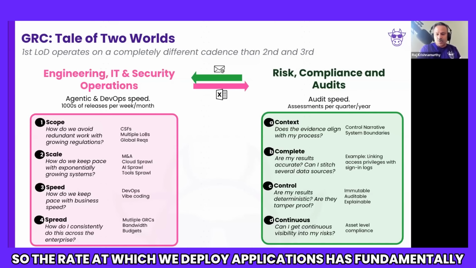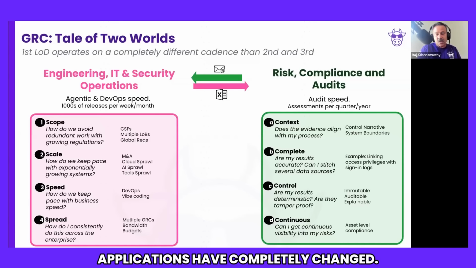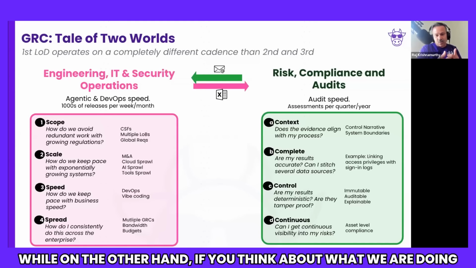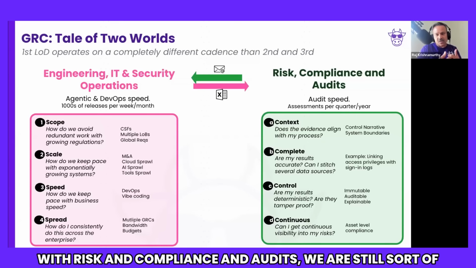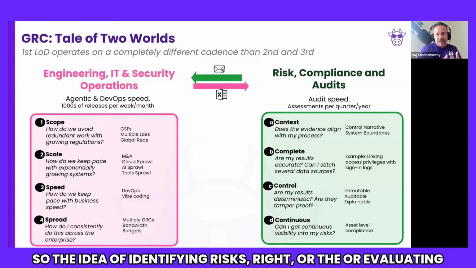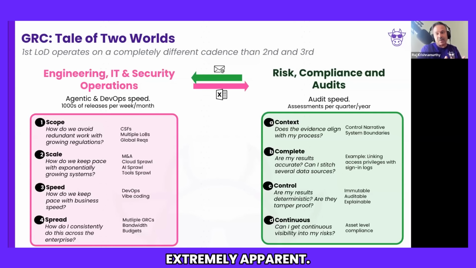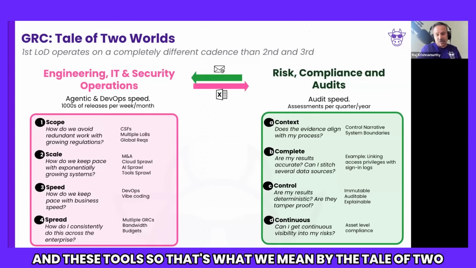So the rate at which we deploy applications has fundamentally changed. The cadence at which you're talking about these applications has completely changed. On the other hand, if you think about what we are doing with risk and compliance and audits, we are still stuck with some of the cadence that we are used to. So in identifying risks or evaluating them for compliance, the cadence mismatch is extremely apparent. And that's what we mean by the tale of two worlds.